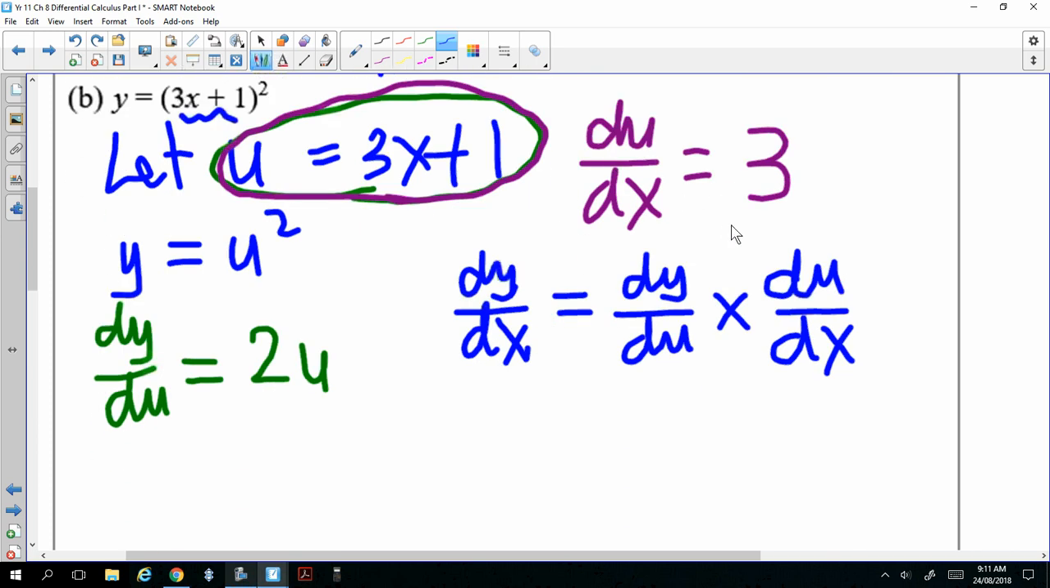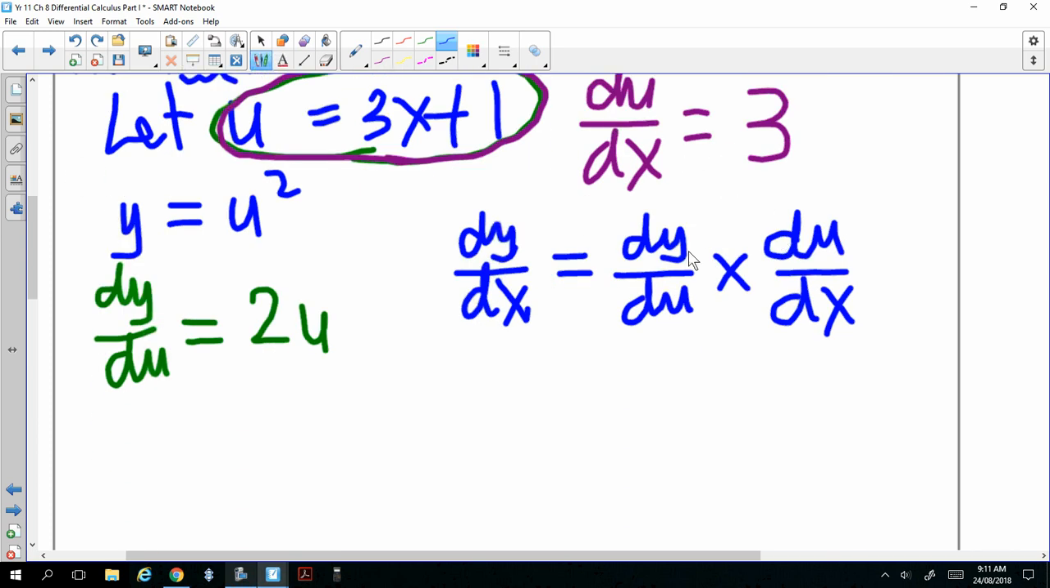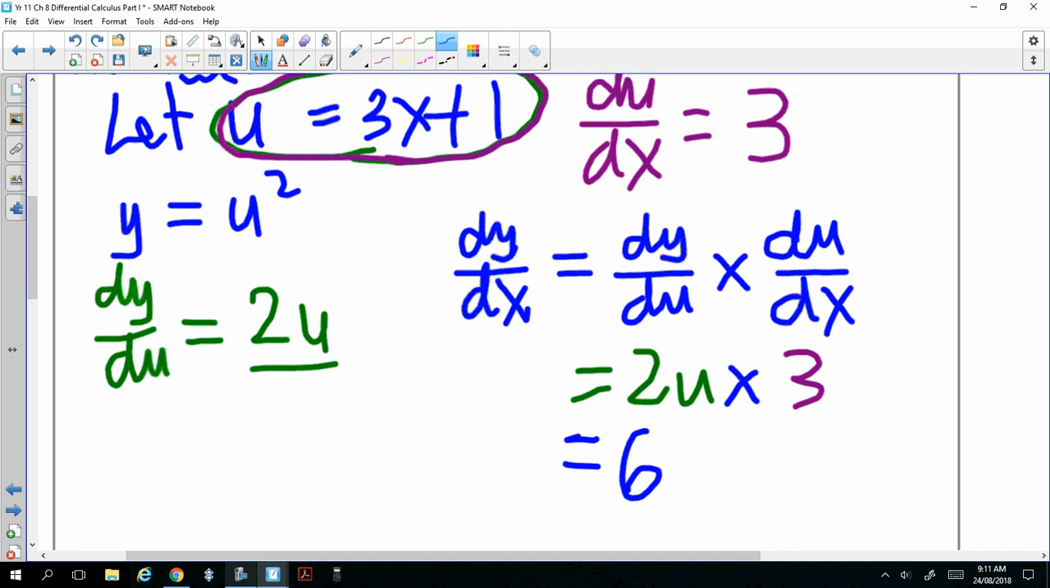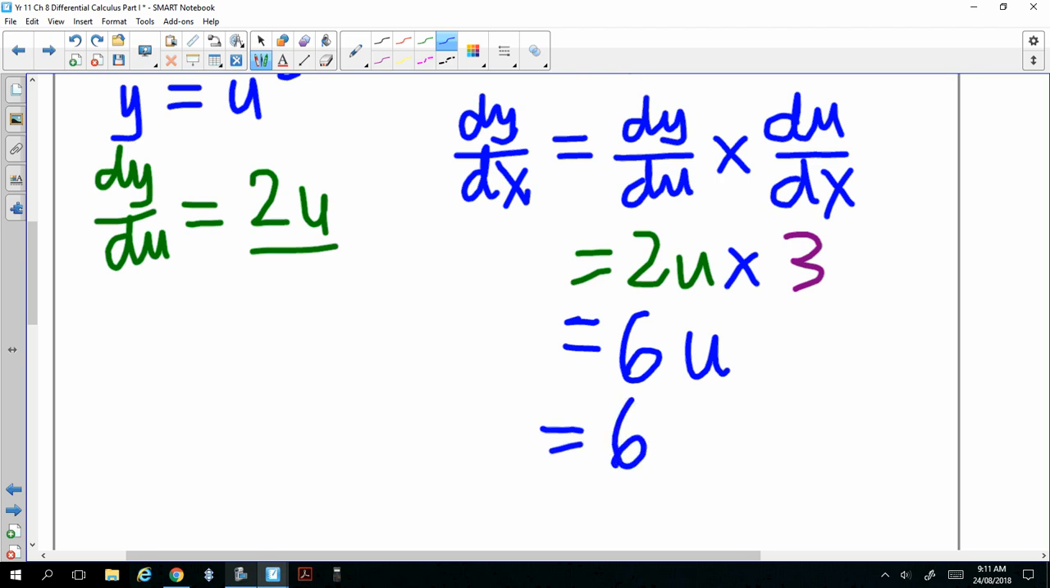Now, what's dy over du? 2u. What's du over dx? 3. So you get, what do you get? 6u. Now, what was u equal to? 3x plus 1. And if you expand it, what do you get?